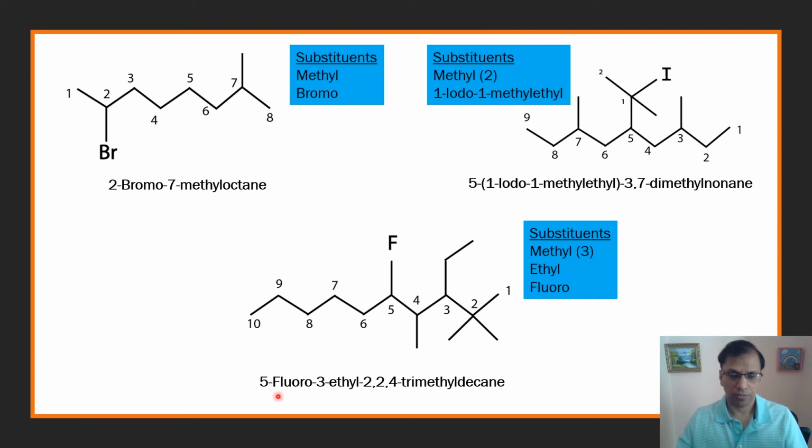So remember, everything is listed in alphabetical order. Fluorine, F comes before E, okay, and E comes before M. You do not consider the prefix for unbranched side chains or substituents.